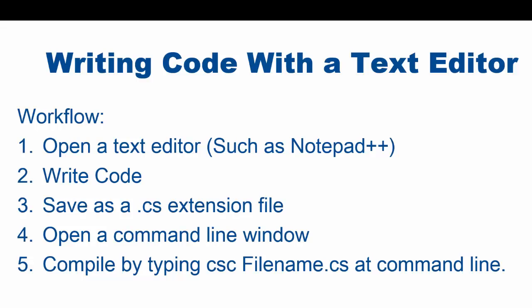So the normal workflow for doing this is basically open a text editor, and we're going to use Notepad++. You can use just the regular Notepad that you have installed on your system. We're going to write some code and then save the file as a .cs extension and open a command line window. Compile by typing the file name at the command line, and it should run. We'll see that there can be some complications at step 5, but I'll show you how to resolve those on your system.